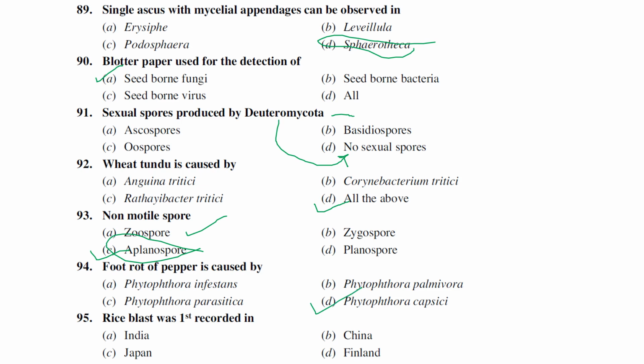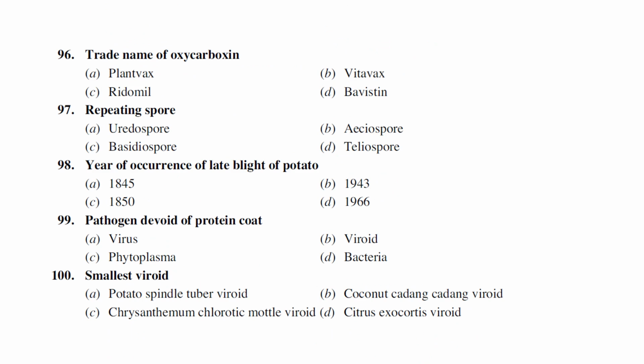Rice blast was first discovered in India, China, Japan, or Finland? It was first discovered in China in 1637. They named it something else, I actually forgot, but China was the first country to report this rice blast disease, in 1637. And I forgot to tell you one more thing: rice blast was first discovered in China.